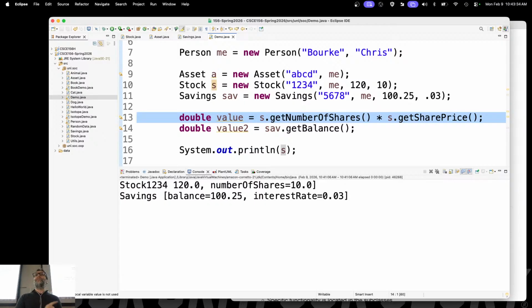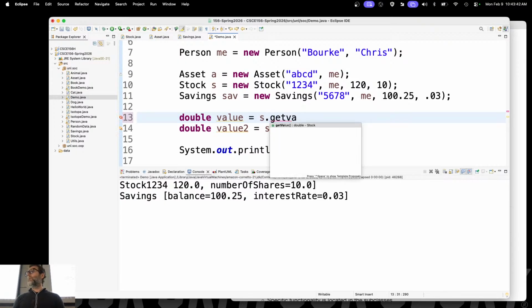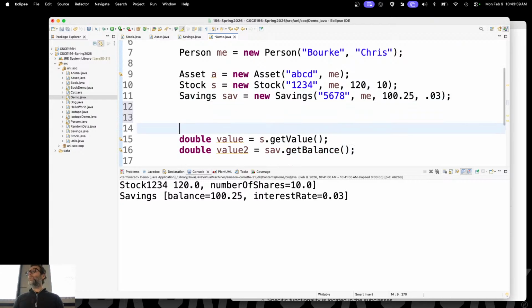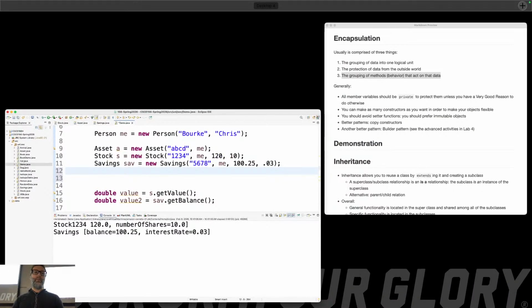The stock class should be responsible for stock things. Let me go ahead and get rid of this now. All right, s.getValue(). There we go. All right. Now, we already have a function here that says getBalance. But what if I wanted to treat them all as the same thing? In other words, I want to treat them all as assets. So let me try to do that. Remember what that was called? In fact, we've got a figure over here.